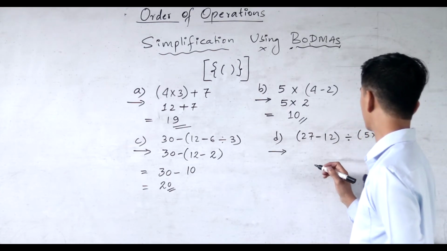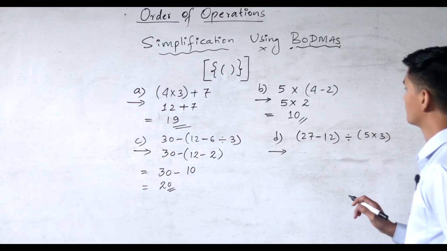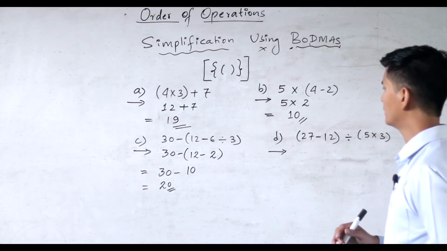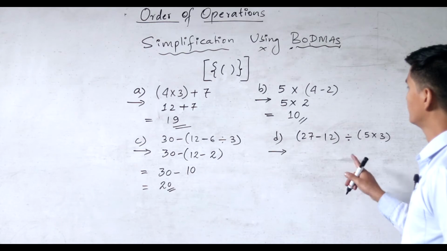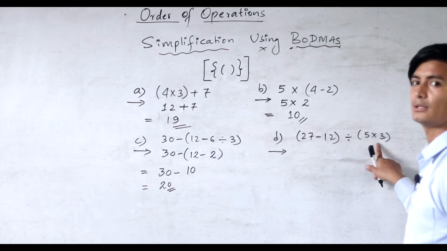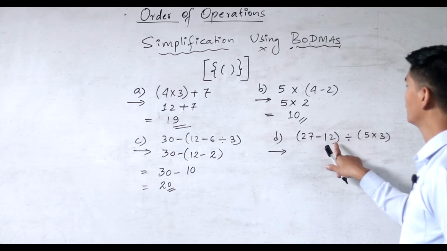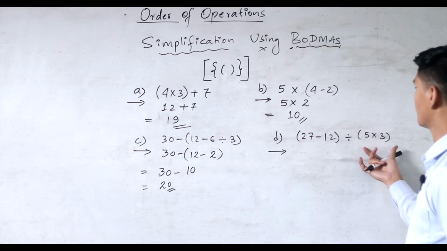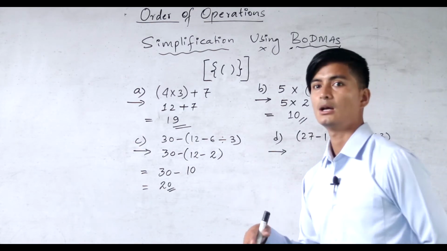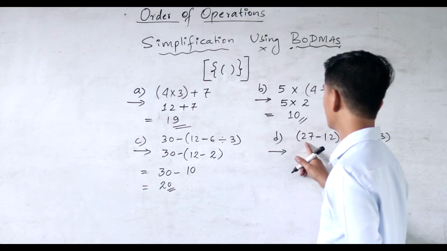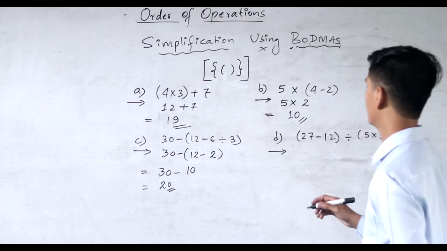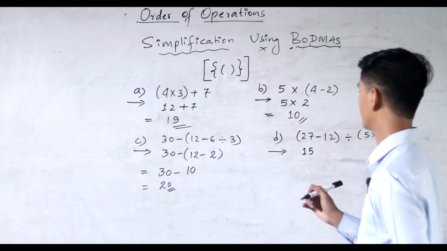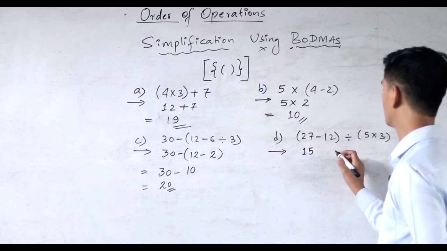So next question I have here, you can try by yourself as well by pausing the video. Now 27 minus 12 divided by 5 multiplied by 3, okay. Now here we have got 2 brackets, right, over here also and here also. So here we can do them together, right? So 27 minus 12, how much will we get? You will get 15. Here we got 15.